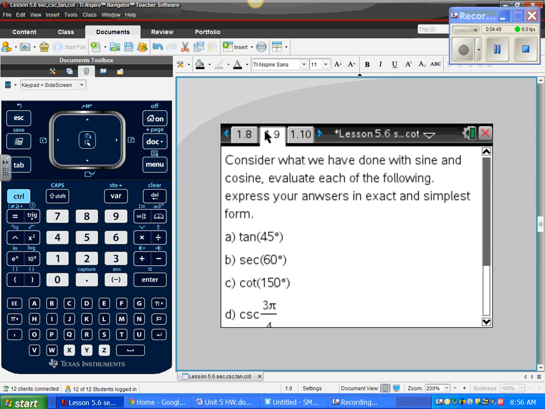Now, exact means I do not want decimals. I want it written as a fraction. I want it written in terms of my radicals. I do not want a decimal. Understood? Okay. So let's look at the first one, tangent of 45.